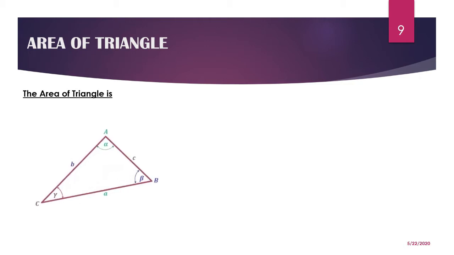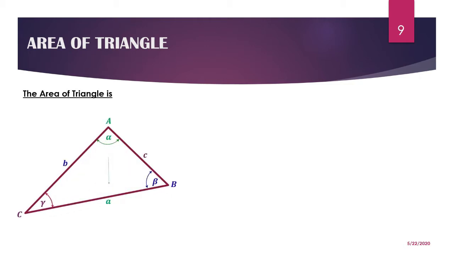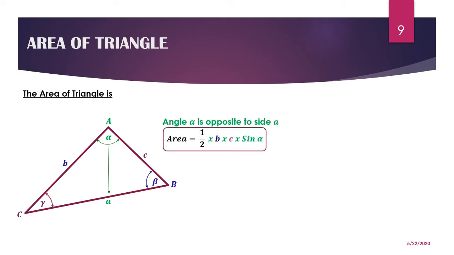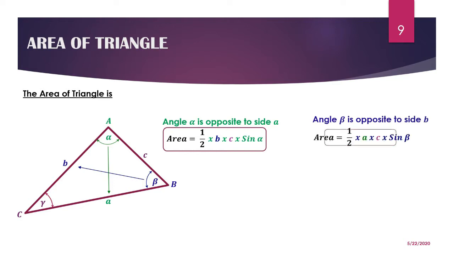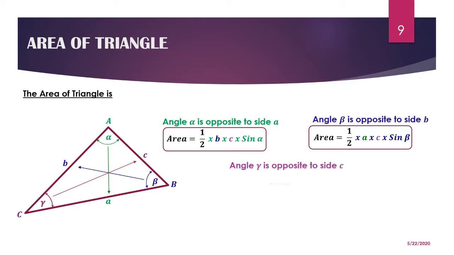Okay, so then we go to the area of the triangle. You can see the diagram on your screen. a is opposite to angle alpha. So the area is a half times b times c sine alpha. Next, b is opposite to angle beta. So the area is a half times c times a sine beta. And the last, c is opposite to angle gamma. So the area is a half times a times b times sine gamma. So very clear.